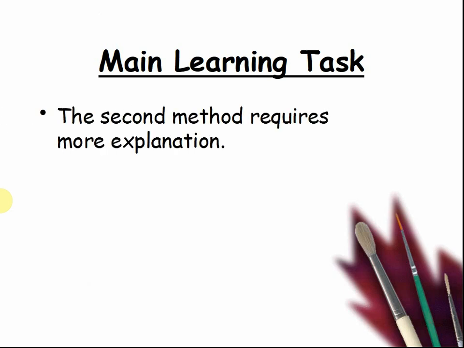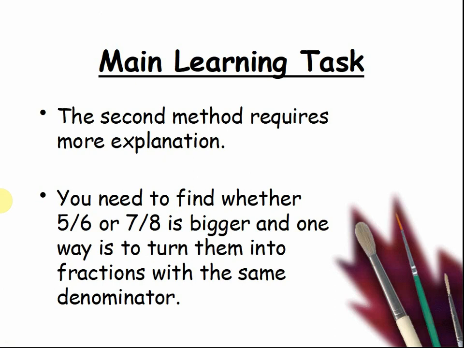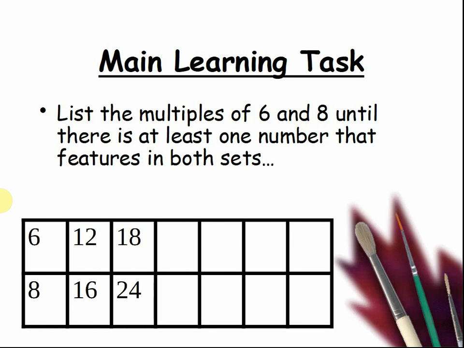The second method requires more explanation. You need to find out whether 5/6 or 7/8 is bigger, and one way to do it is to turn them into fractions with the same denominator. For the denominator, you need to find a number that 6 and 8 will both go into exactly. List the multiples of 6 and 8 until at least one number features in both sets.